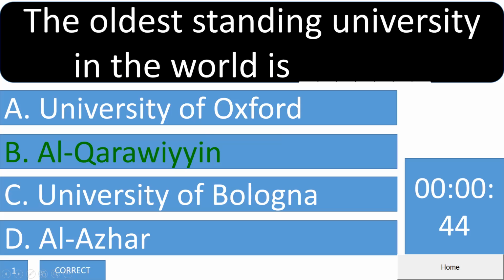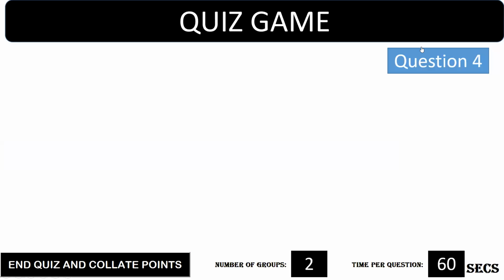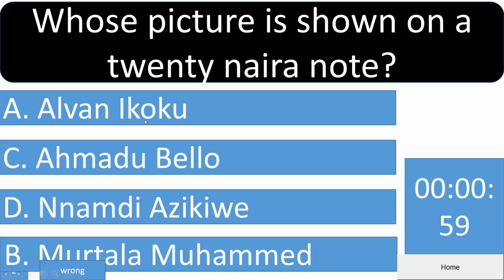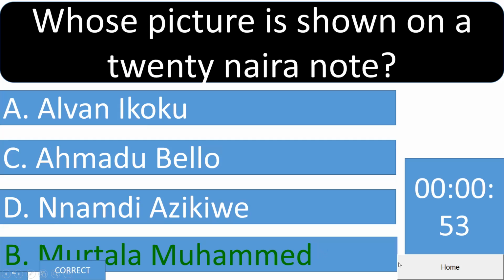So group 1 got this correct. And lastly, group 2, I may have lost count, but it doesn't really matter. Group 2, question 4. Whose picture is shown on the 20 Naira note? Maritala Mohammed.